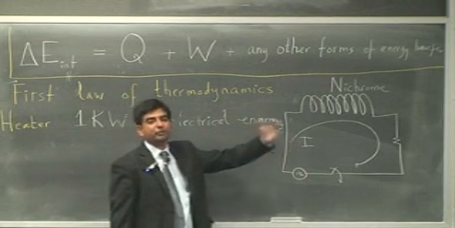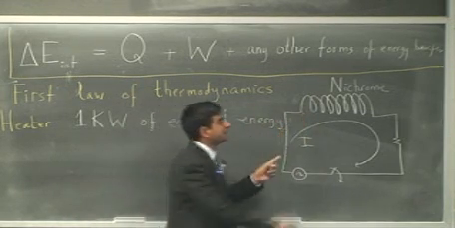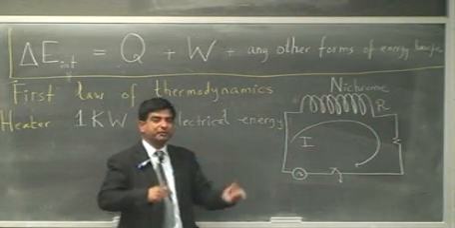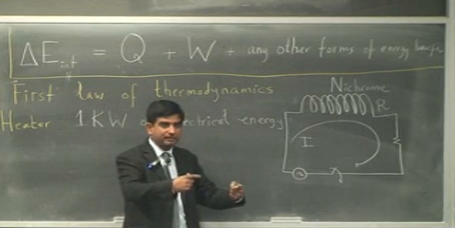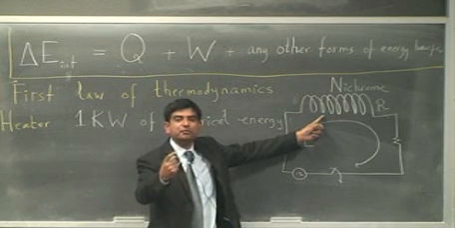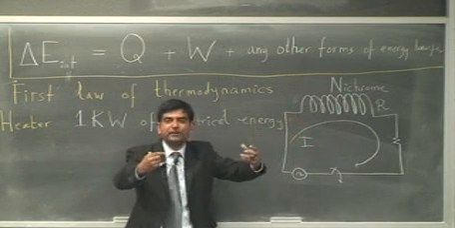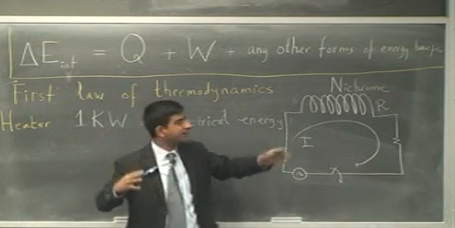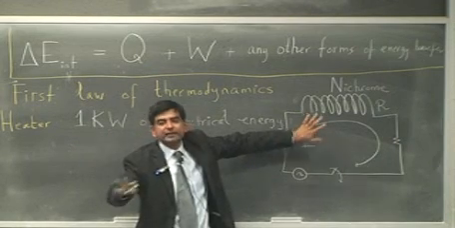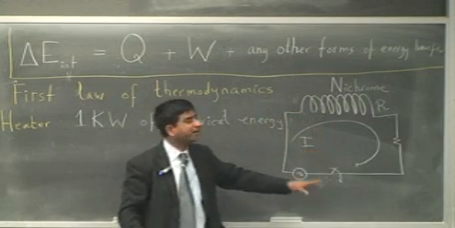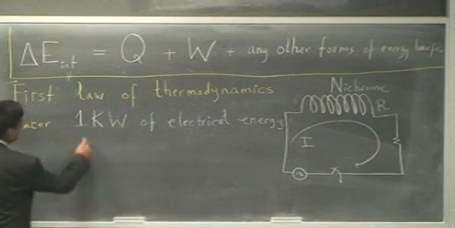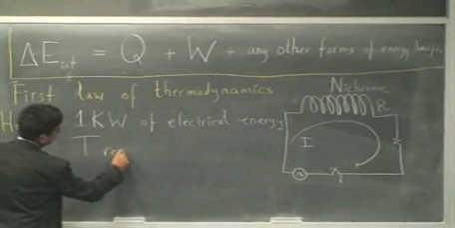When the current flows through the nichrome wire, since this nichrome wire has resistance, there are collisions between the moving electrons and the atoms of this resistive wire, and the random motion of the atoms inside the nichrome wire increases, which means that the internal energy goes up, the thermal energy goes up. Now suppose this heater is operating such that the temperature T of this resistive wire remains constant.